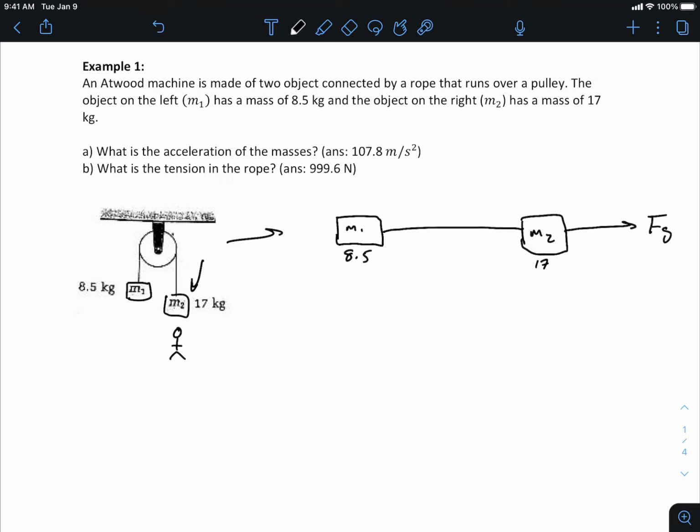So we're going to have Fg on this side, the force of gravity. And then on this side, we're going to have tension, negative T. And on this side, it's the same rope, so it's going to be tension. And then we're also going to have the force of gravity this way.